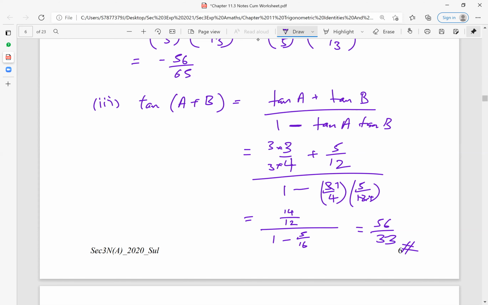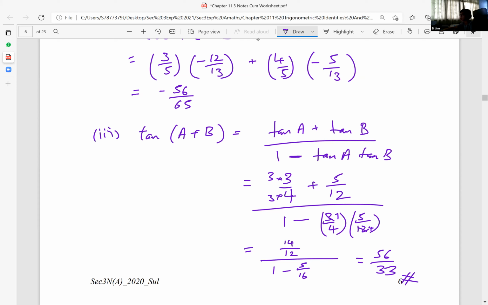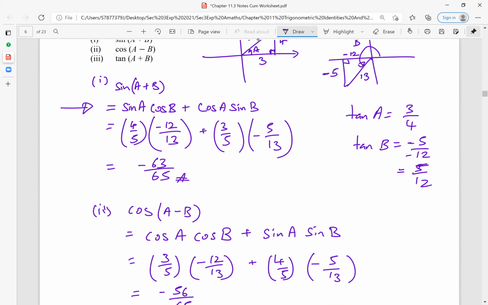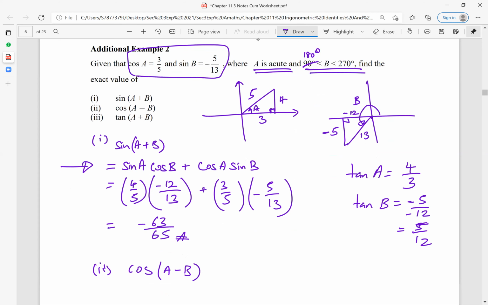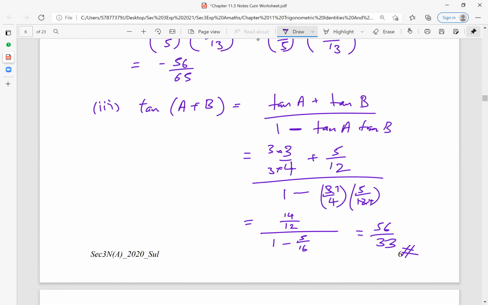Okay, can? Mr. Subra. Yes. I thought it's 4 over 3. Wait, let me see. Did I make a mistake? Yes, you're right. It's 4 over 3. Sorry, guys. My mistake. Can we redo that part, please? Wait, it's 4 over 3. Thank you for raising that question.